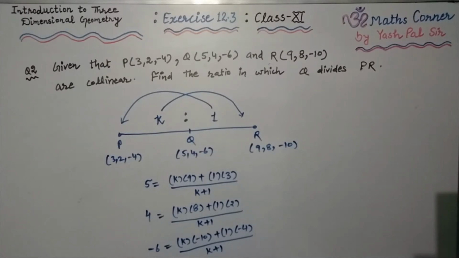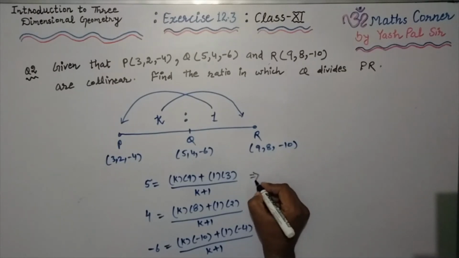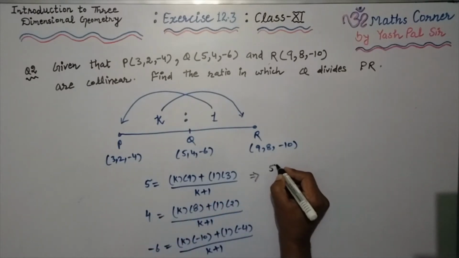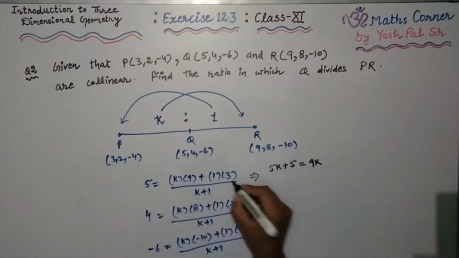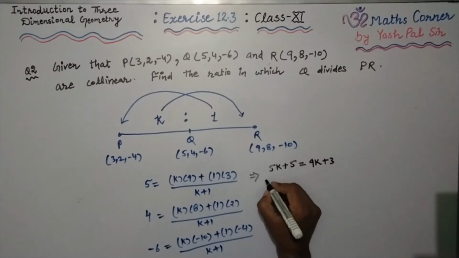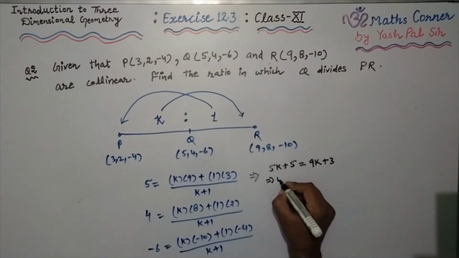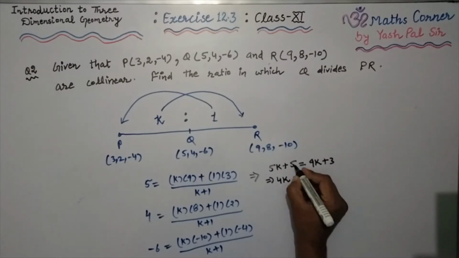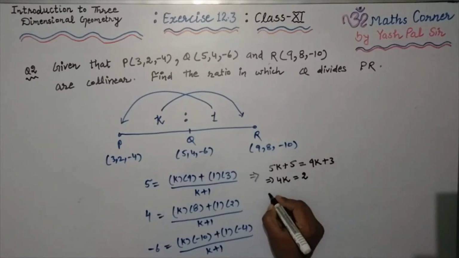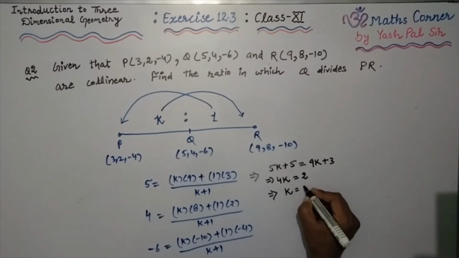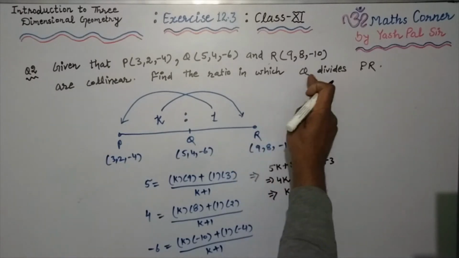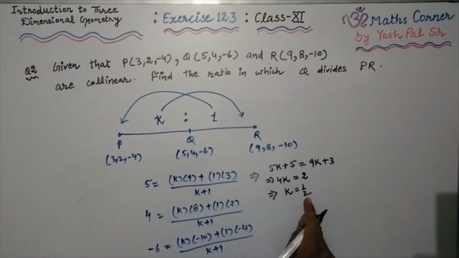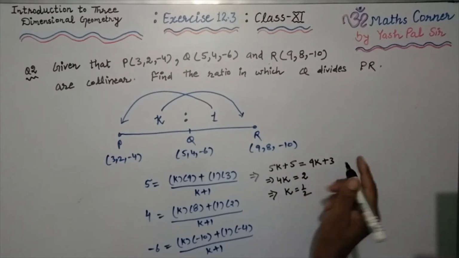Right? Now we proceed. This becomes 5K plus 5 is equal to 9K plus 3. So this gives us 9K minus 5K becomes 4K is equal to 5 minus 3, is equal to 2. So this gives us K is equal to 1 upon 2. So we have got the answer. Find the ratio in which Q divides. So K value is 1 upon 2.